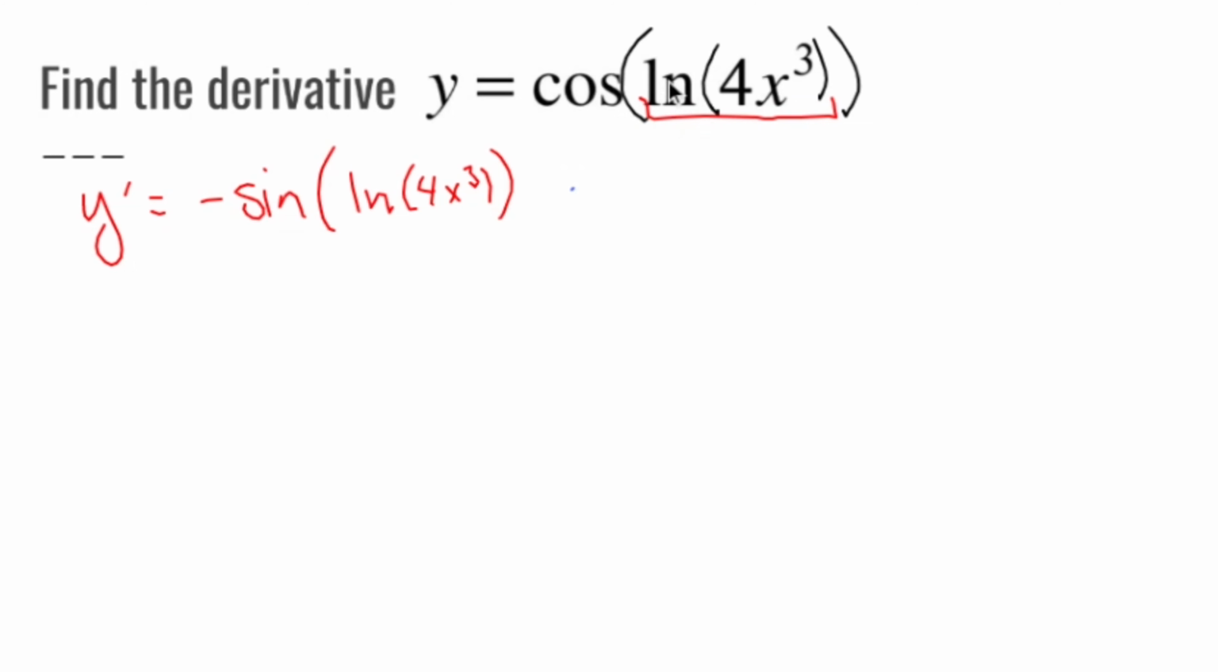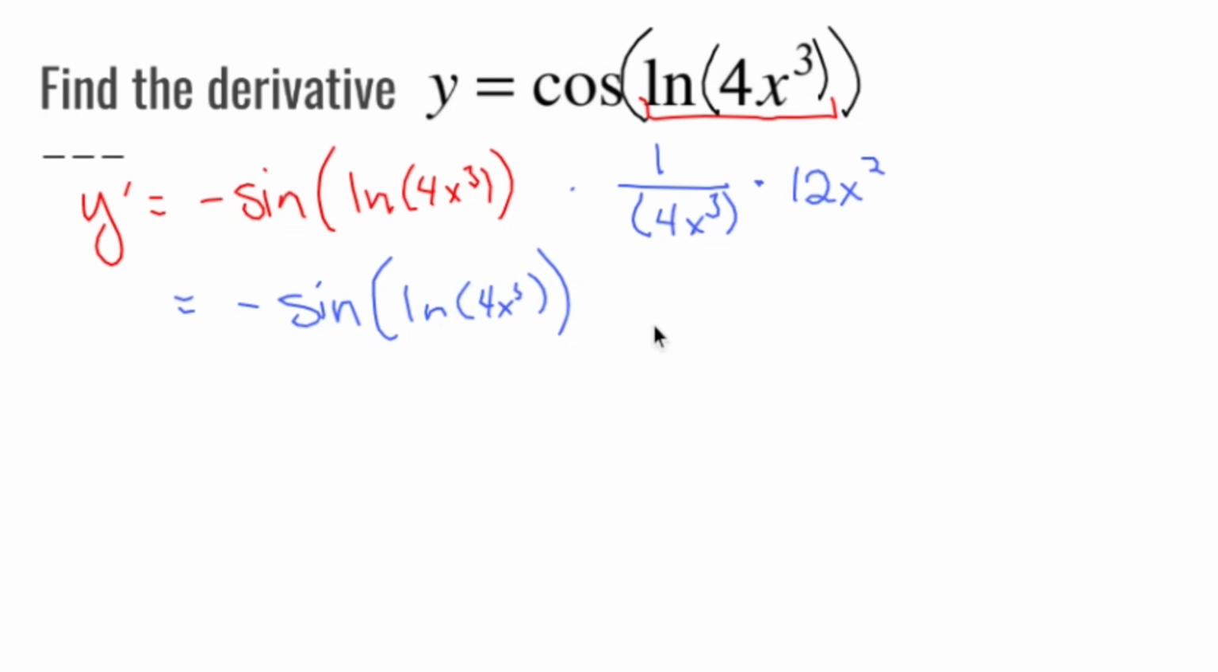This is ln. The derivative of ln is 1 over stuff. So the derivative of this guy, chain rule again, is the derivative of the outside, 1 over stuff. Keep that stuff, 4x cubed, but then multiply everything by the derivative of the inside stuff. The derivative of 4x cubed is 12x squared. So not much changes over here. It's just not pretty. Negative sine of ln of 4x cubed.